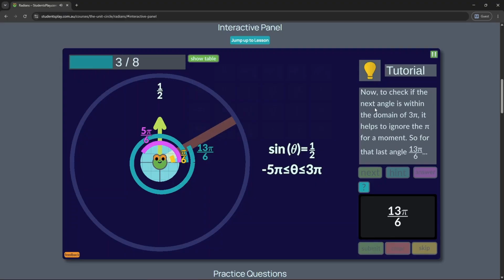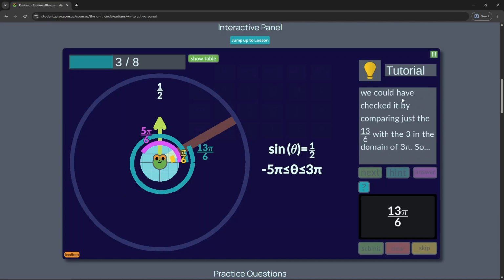Now, to check if the next angle is within the domain of 3 pi, it helps to ignore the pi for a moment. So for that last angle, 13 pi on 6, we could have checked it by comparing just the 13 on 6 with the 3 in the domain of 3 pi. Interesting. So is 13 on 6 less than 3? You could use a calculator, or you could convert the 3 to be over 6 as well. So this 3, let's think about that over 6.